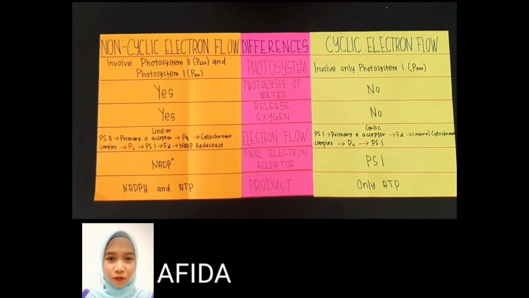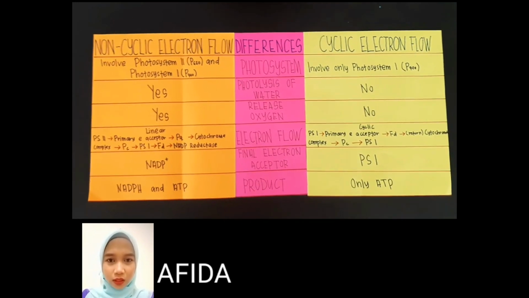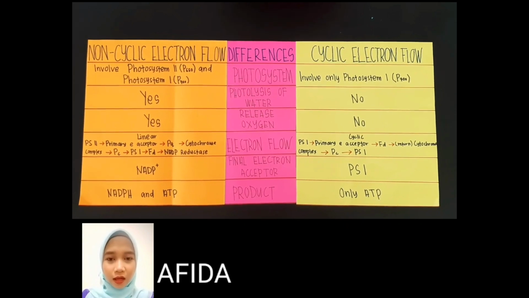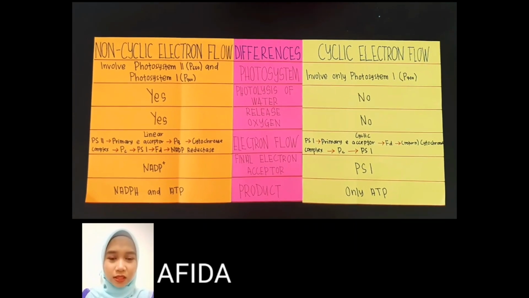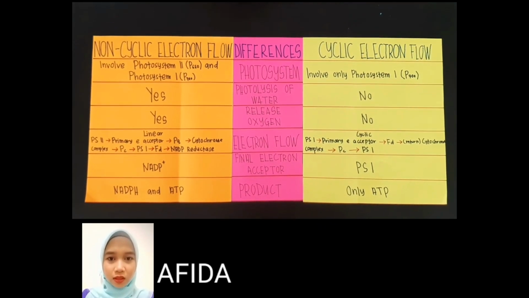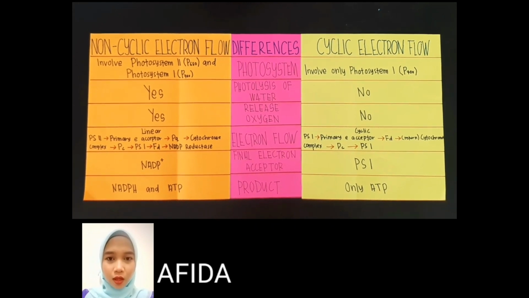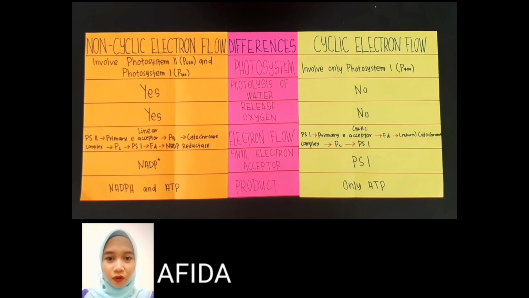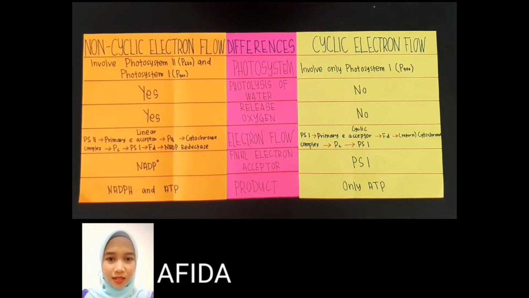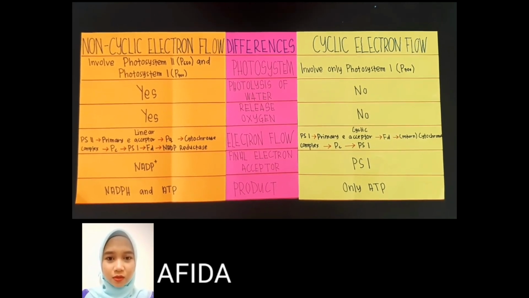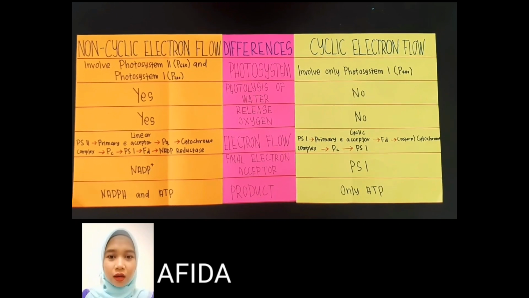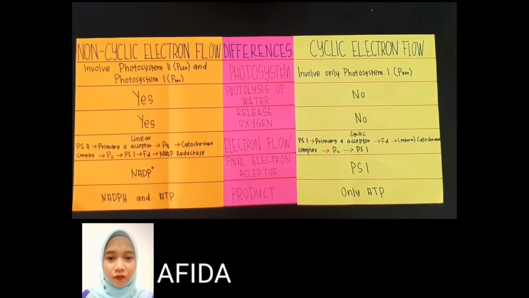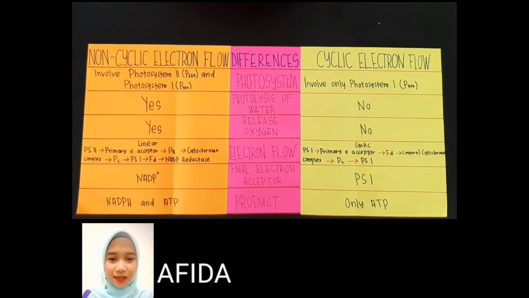The electron flow for non-cyclic is in linear motion, which starts from PS2 and ends at NADP reductase. For cyclic, it is in cyclic motion, which starts from PS1 and also ends at PS1. The final electron acceptor for non-cyclic is NADP+, and for cyclic it is PS1. The products for non-cyclic are NADPH and ATP, but for cyclic it is only ATP.